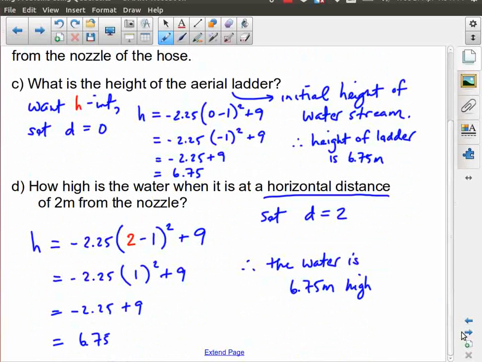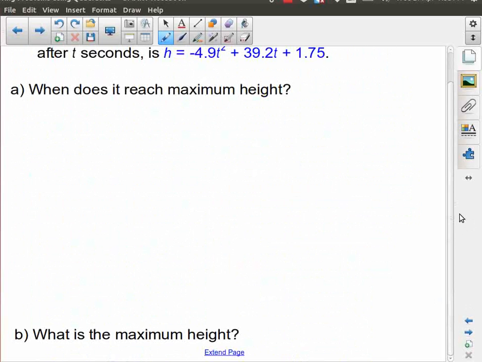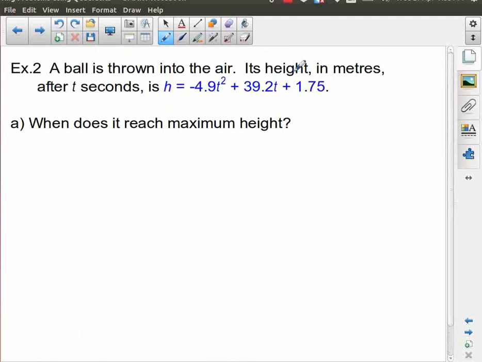Take a look at question number 2. A ball is thrown into the air. Its height in meters after t seconds is given by this equation. When does it reach maximum height? So again, I see maximum, I see that I'm interested in a vertex. Now I take a look at this. Our first strategy for finding the vertex, if we're in standard form, is to complete the square. Now, is that even an option here?